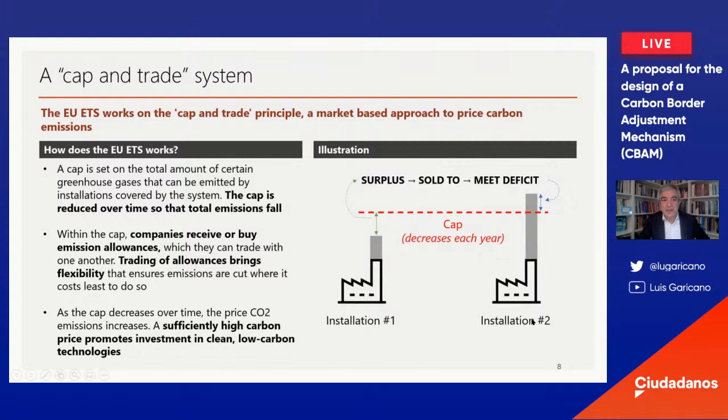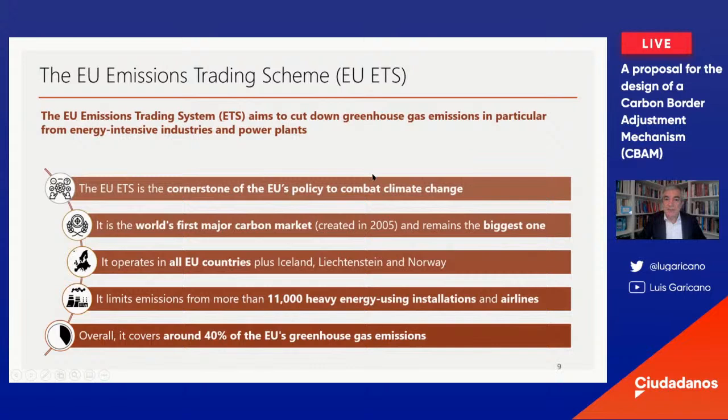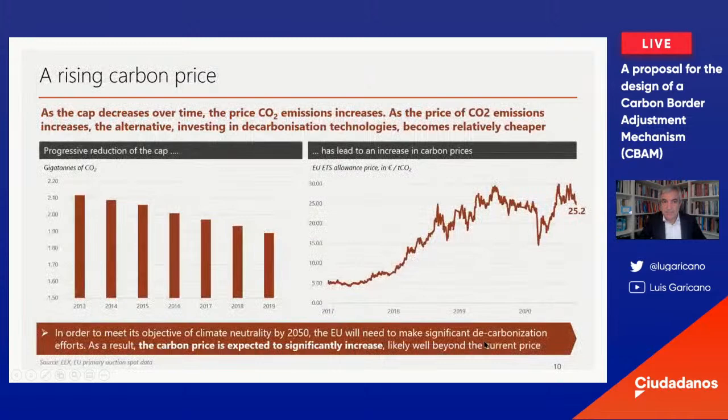The EU emissions trading scheme is a particular form of a cap and trade. It is the first major carbon market. It was created in 2005, and it's really the biggest. It's not only EU-wide, it also covers Iceland, Liechtenstein, Norway. It limits the emissions of 11,000 heavy energy using installations, which doesn't sound like a lot, except that it covers 40% of EU greenhouse emissions. So it's very significant in terms of the impact. Now, it has a problem, and the problem is the one that we're going to deal with today.